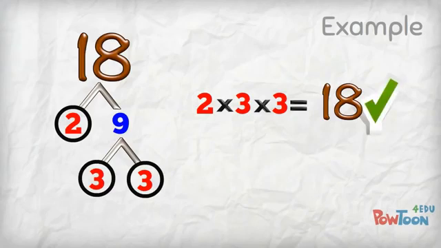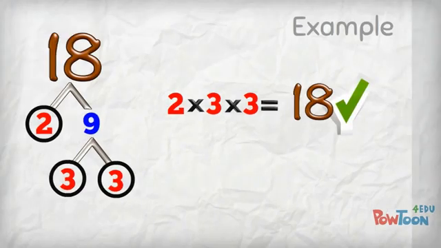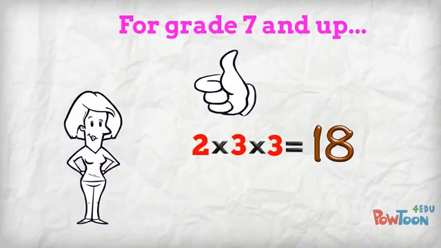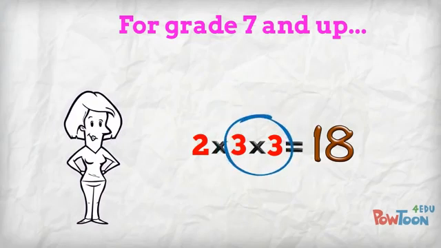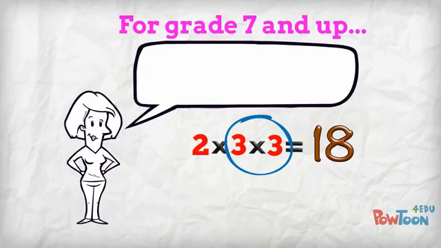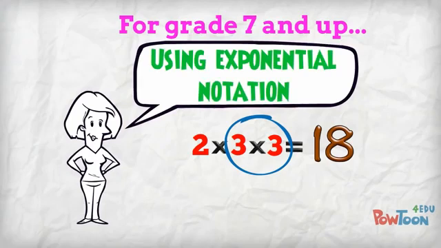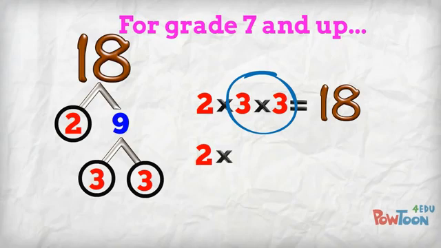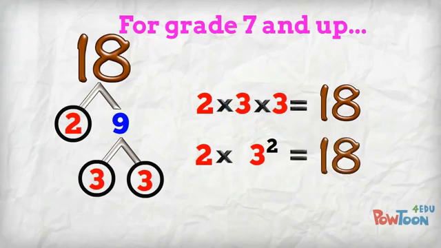It's correct, but it's not quite finished. To do a really great job on prime factorization, we show a factor that is repeated by using exponents. We call it using exponential notation. It sounds fancy, but it's easy enough. Check it out. How many 3's have I got? 2. So I say 2 times 3 to the power 2, because 3 is used twice, is 18. It makes the final answer very tidy.